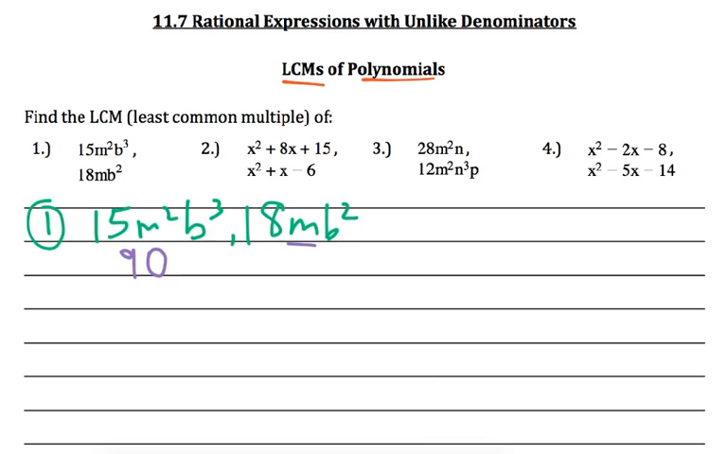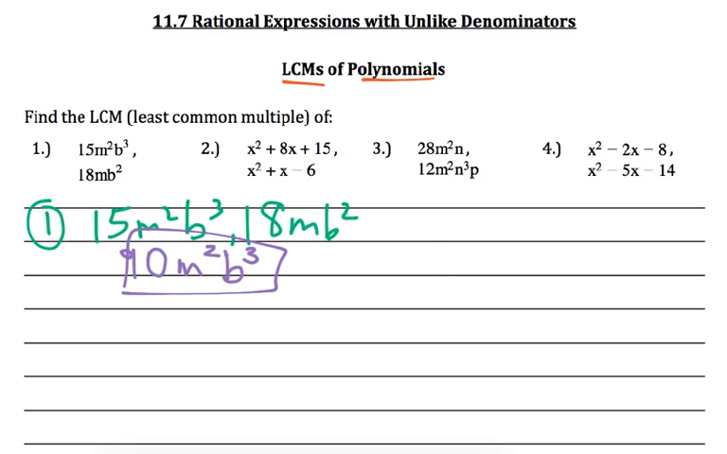But it's not enough just to have m. You have an m squared over here. So you could multiply this by m to give you the shared common multiple of m squared. And then kind of the same reasoning applies. Well, b squared doesn't work, so I'll use b cubed. Go ahead and box that.